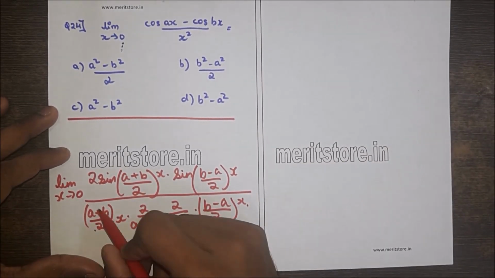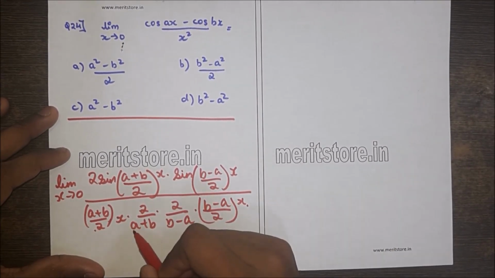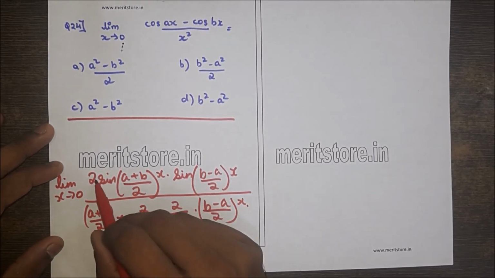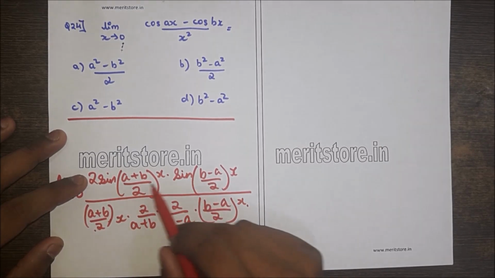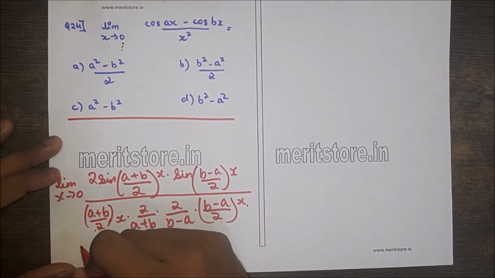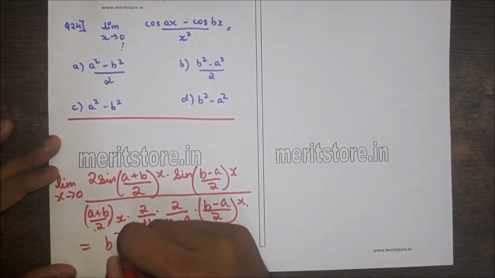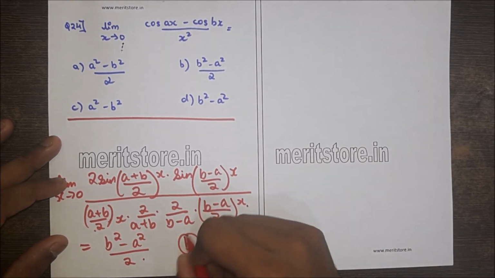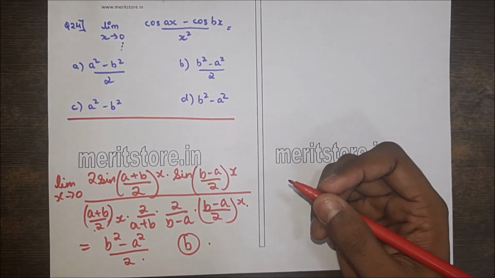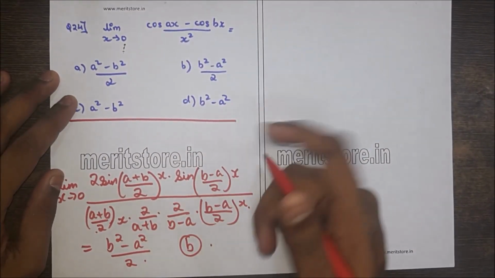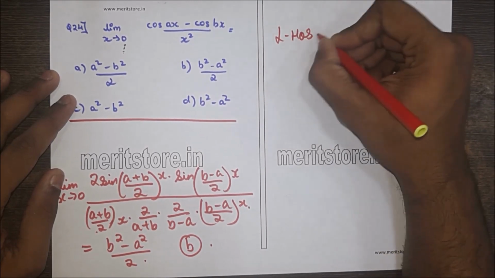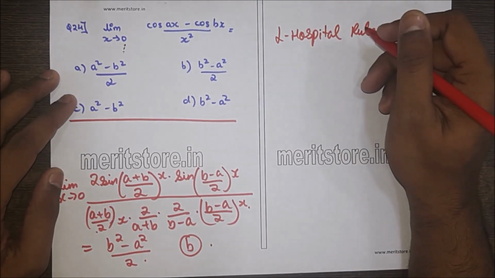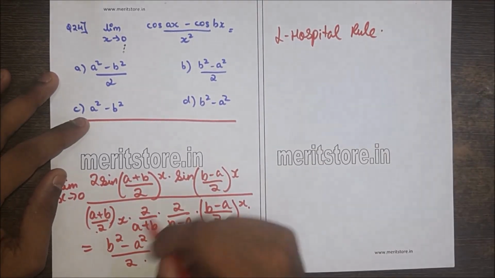All these terms now cancel out on each other, x, and leaves us on top with a simple equation of, as you can see, this is in terms of 2 sine a sine b, which, as you know, on simplification would give you b square minus a square by 2, which is option B. We could also solve this same sum by using L'Hopital's rule, but that is a more complex calculation compared to the substitution with simple formulas.